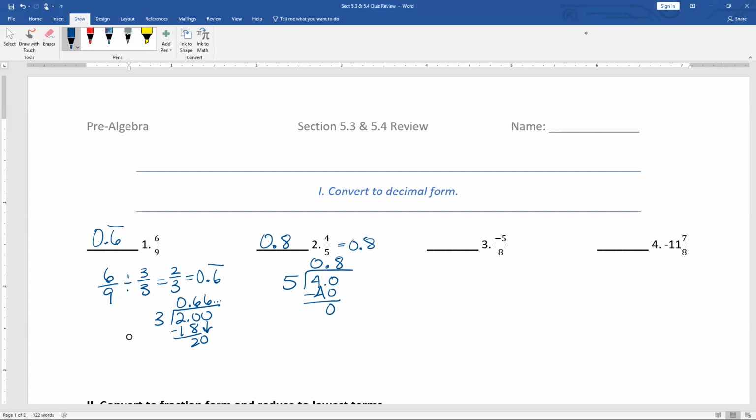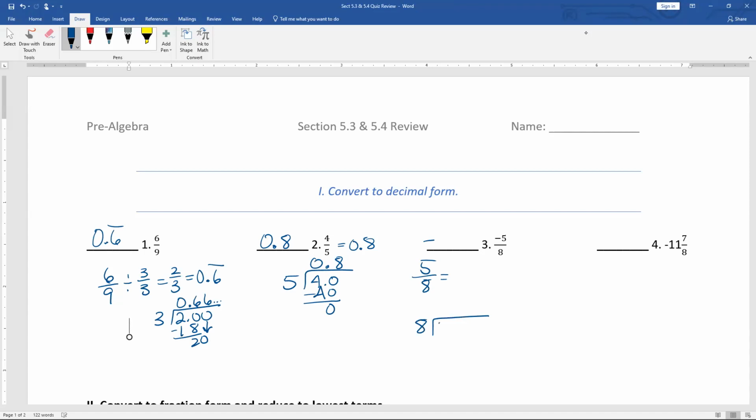Now, if you have a negative, the negative just goes to your answer bar. You can ignore that. And you have 5/8. So 5/8 actually converts to, I think it's 0.625, but those I kind of forget sometimes.